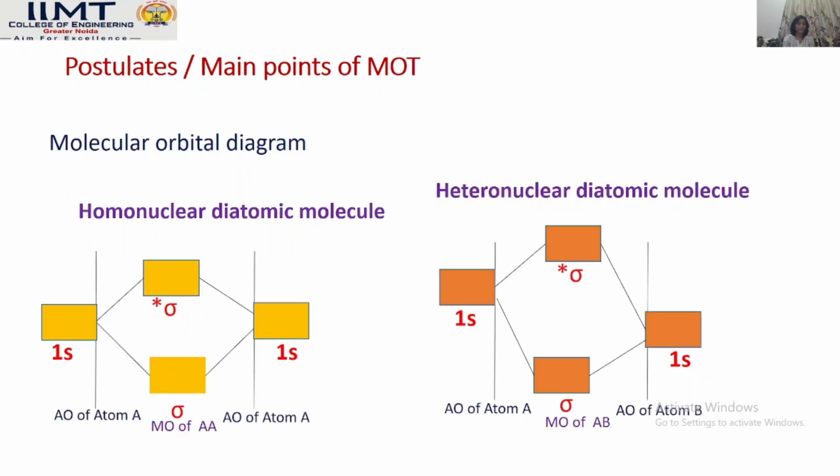Molecular orbital diagram. There are two examples of molecular orbital diagram. One is the homonuclear diatomic molecule and the other is the heteronuclear diatomic molecule. A symmetrical molecular orbital diagram is formed when both atomic orbitals have the same energy level, as shown in the homonuclear diatomic molecule. In the heteronuclear diatomic molecule, in this case, B atom is more electronegative than A. That's why the bonding orbital is near B.